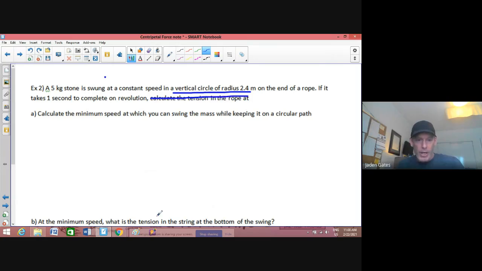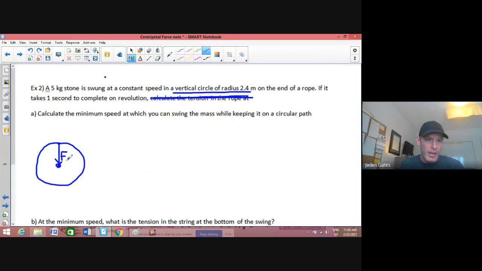All right, so here we go. I'm just going to draw a little picture of what we've got going on here. This is a vertical circle. So again, I'm going to try to draw a circle. Not bad. Now, we're swinging this thing, and it has a centripetal force working on it. So there it is. I'm going to put my little FC in here. And we want to know the minimum speed at which you can swing this thing and yet keep it in a circular path.